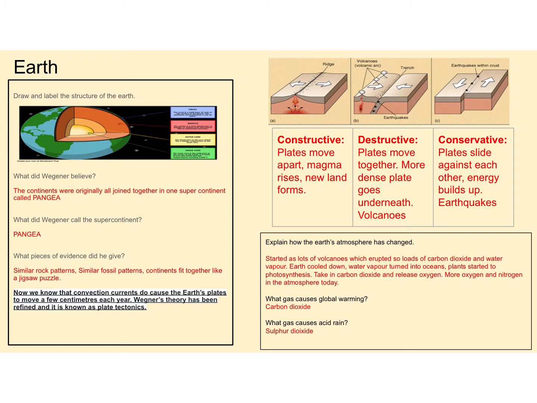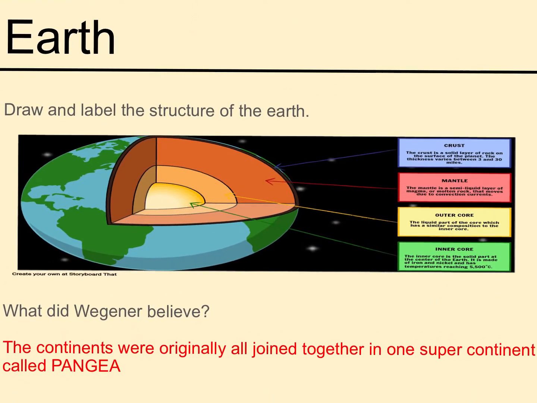So, structure of the Earth then, I'll zoom right in for you. You need to know that the crust is the outer bit. Then you've got the mantle, and that's made from a semi-liquid layer of magma or molten rock that has melted and moves due to convection currents. You've got your outer core, which is very similar to the inner core, but the inner core is slightly warmer and more liquidy.